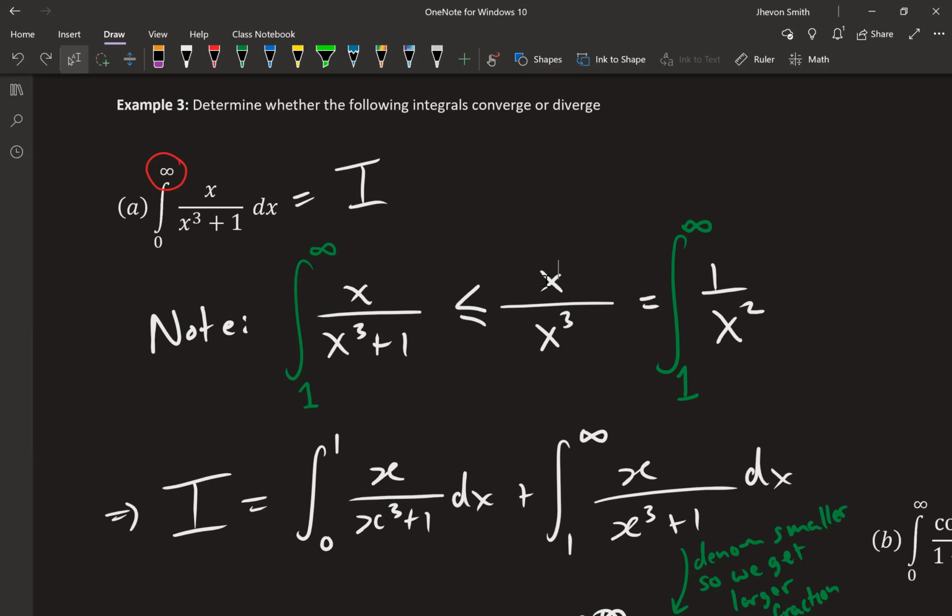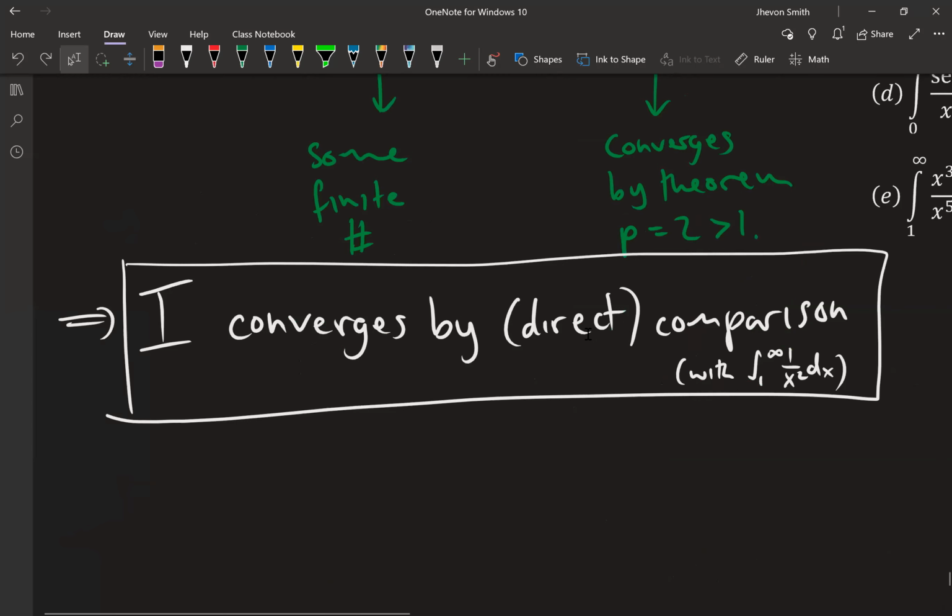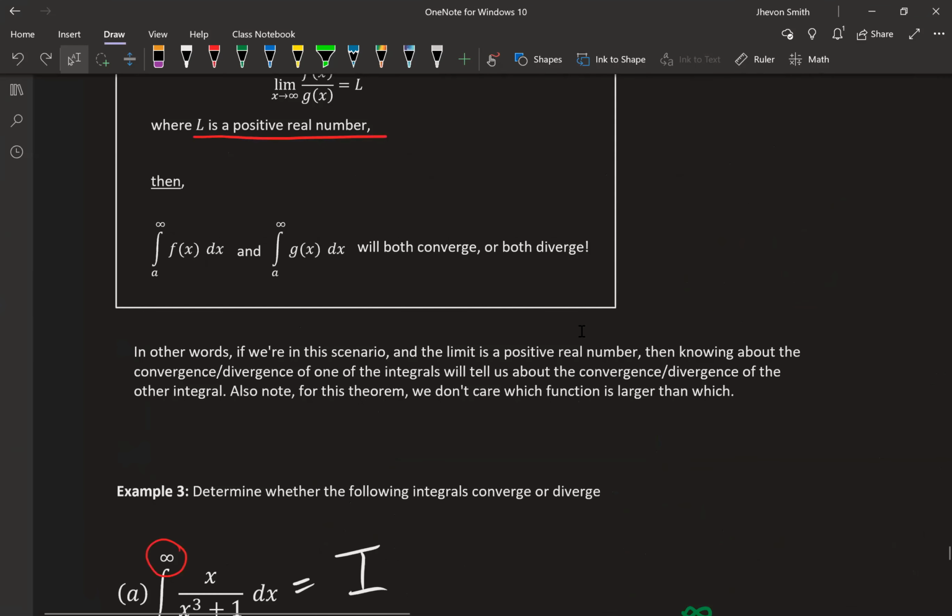Now, how do you actually go about searching for an answer to the integral? Well, that's kind of what the next section is about. But for now, you just know there is some meaningful answer to this integral. There is a finite area under the graph of y equals x over x cubed plus 1. And I can compare it with the p-series to actually determine that.